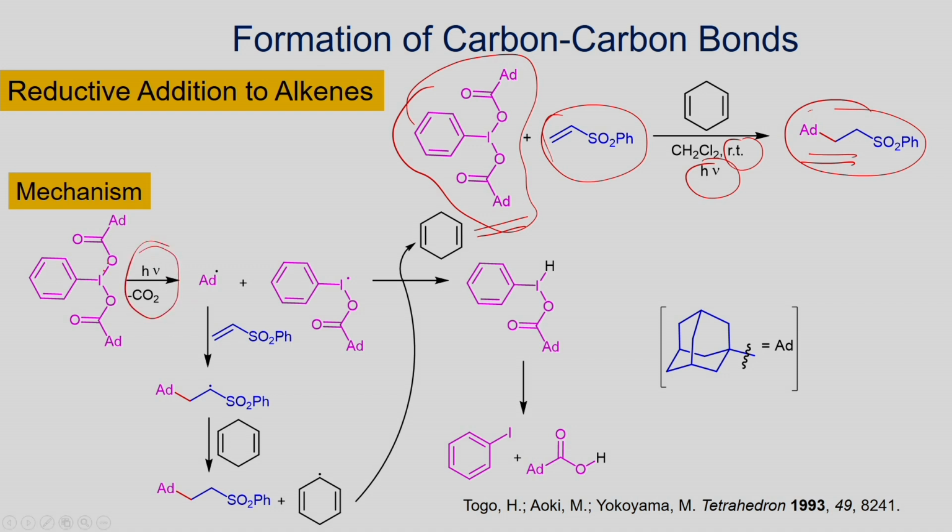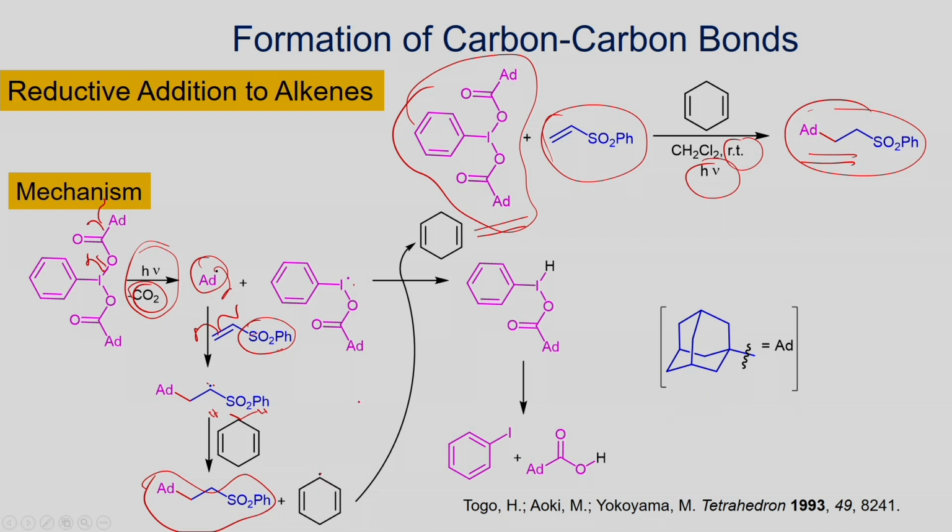The mechanism of this reaction is shown. This hypervalent iodine reagent, as we have just seen, under light can undergo cleavage, and you will be able to form a radical as shown here. You lose carbon dioxide, and you make this alkyl radical. Once you form the alkyl radical, this alkene, which is bonded with an electron withdrawing sulfonyl group, can now undergo addition reaction, and you form this radical. This radical can abstract hydrogen from this cyclohexadiene, so you can get this addition product, and you have the cyclohexadienyl radical.